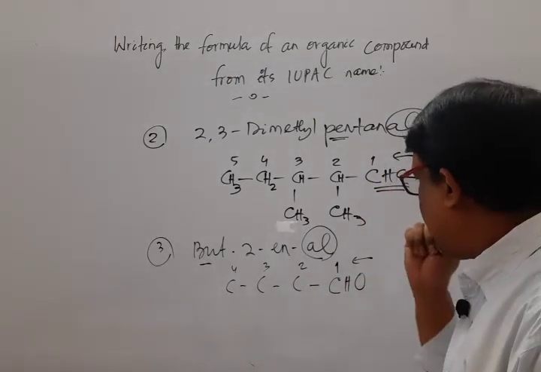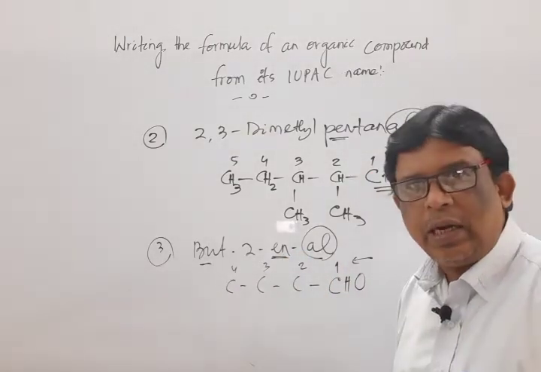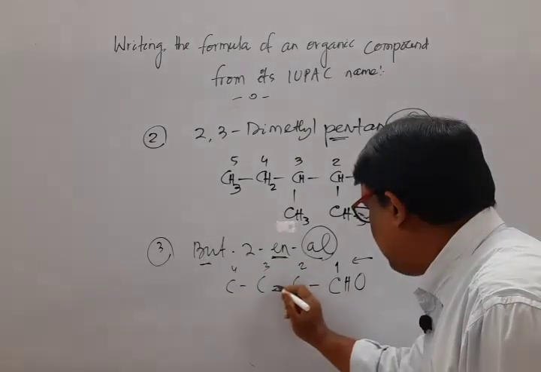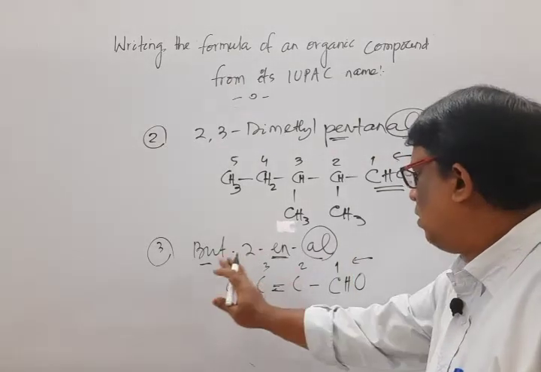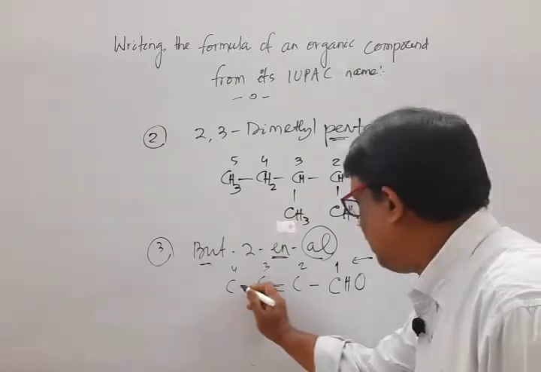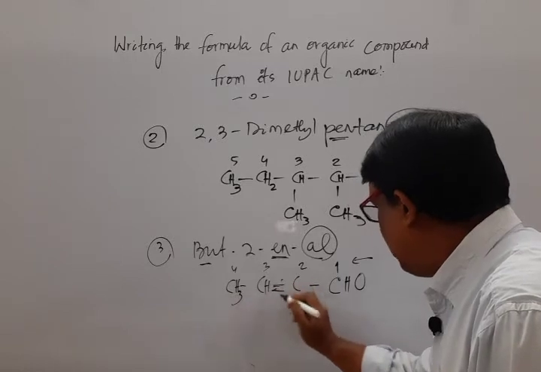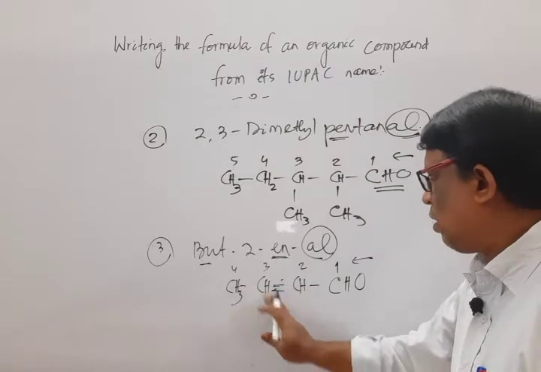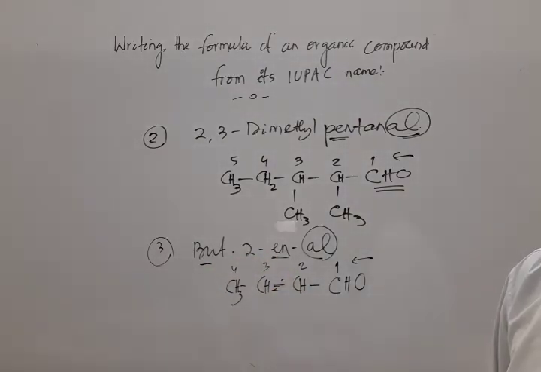Next, what is the secondary functional group in there? ENE means a double bond is there. What is the locant of this double bond? 2. So at 2 position, there is a double bond. Okay. Next is finally we have to satisfy the tetracovalency. Here C has 3 hydrogens, then 1 H, 1 H. Now it is the structure for but-2-enal. Move to another one.